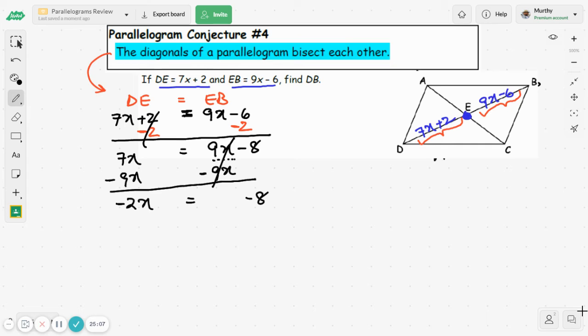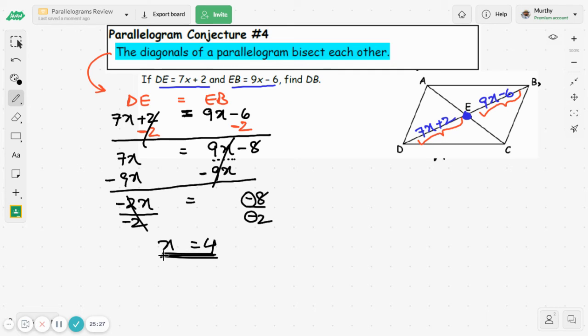Now you know how to isolate x. Please do not add 2. You have to divide by negative 2 on both sides. So the value of x equals negative times negative, that is positive, 8 divided by 2, that is 4. So the value of x equals 4.